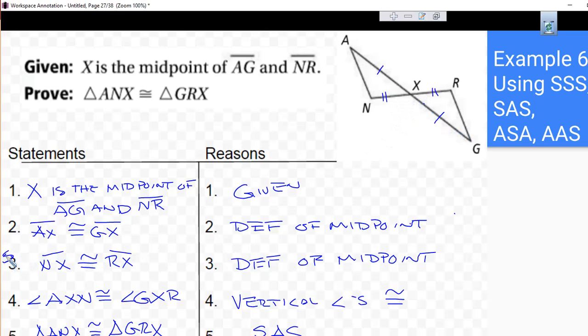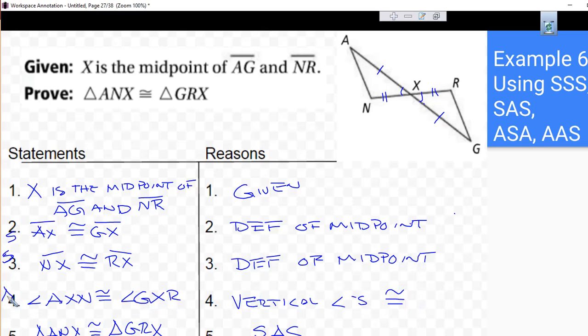We have a side here and a side here. So we have AX is congruent to GX, NX is congruent to RX, and both of these are by the definition of midpoint. So that leaves us one other part we have to prove, and we don't know anything about the other side, so we're going to use our vertical angles that are in the middle. Two lines intersect, they form vertical angles, and they're congruent. So that means that angle AXN is congruent to angle GXR. And our reason is that vertical angles are congruent.